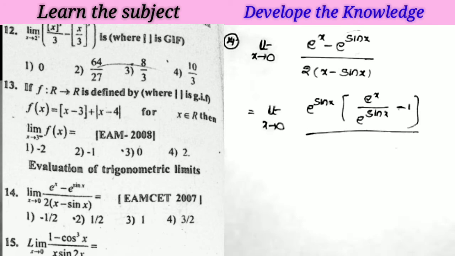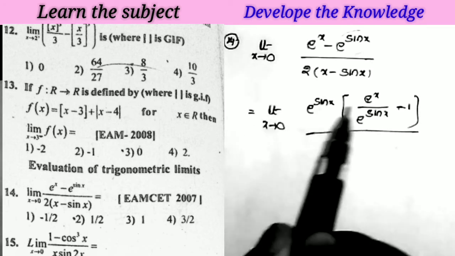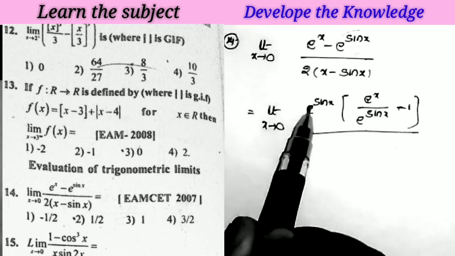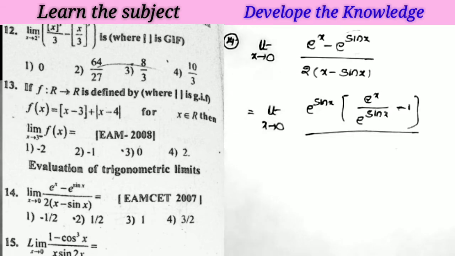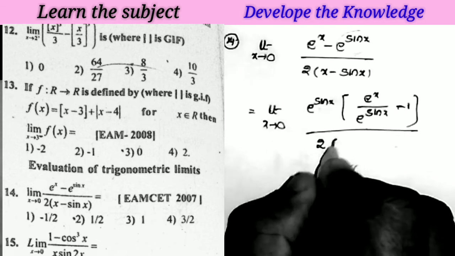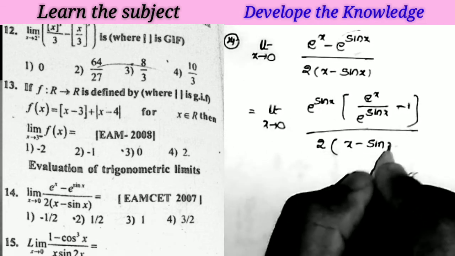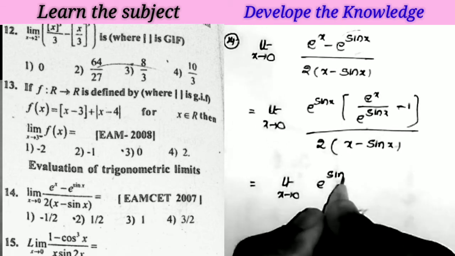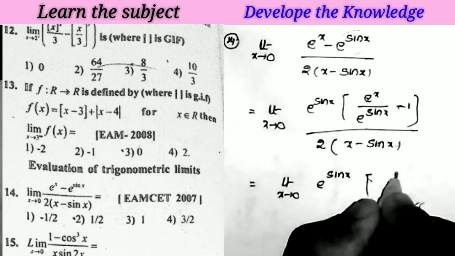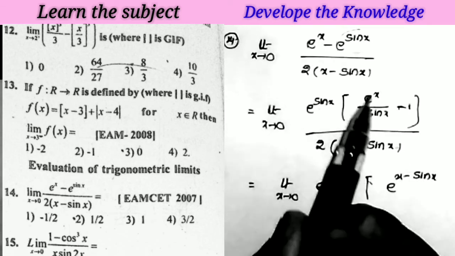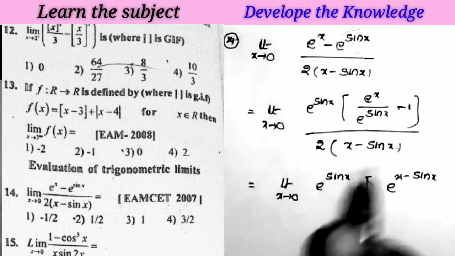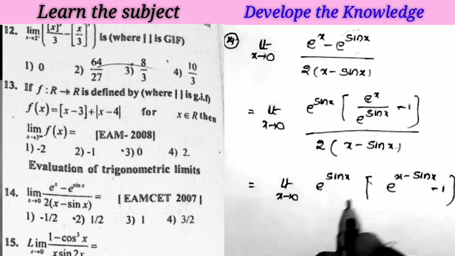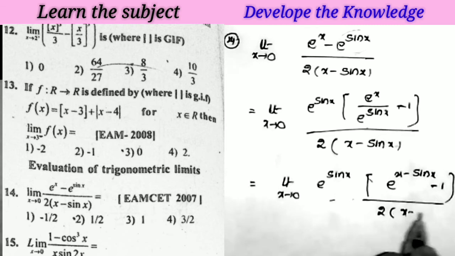Check here, when we multiply the values, what do we get? E power sin x into e power x by e power sin x. These two terms cancel, so the first value is e power x, and e power sin x into 1 is e power sin x. This is equal to the whole by 2 into (x minus sin x), which equals limit x tends to 0 of e power sin x into (e power x minus sin x minus 1). Why? Because a power m by a power n is equal to a power m minus n, just subtracting the powers. Whole by 2 into (x minus sin x).